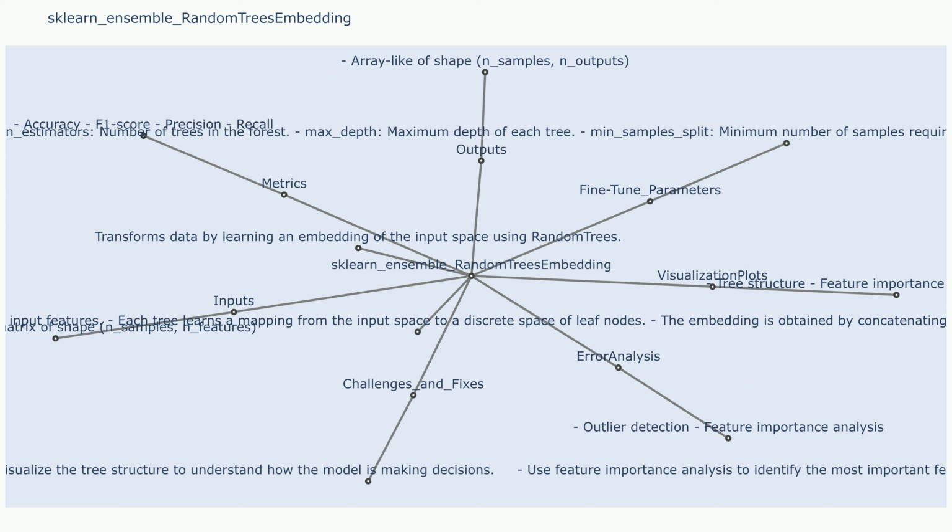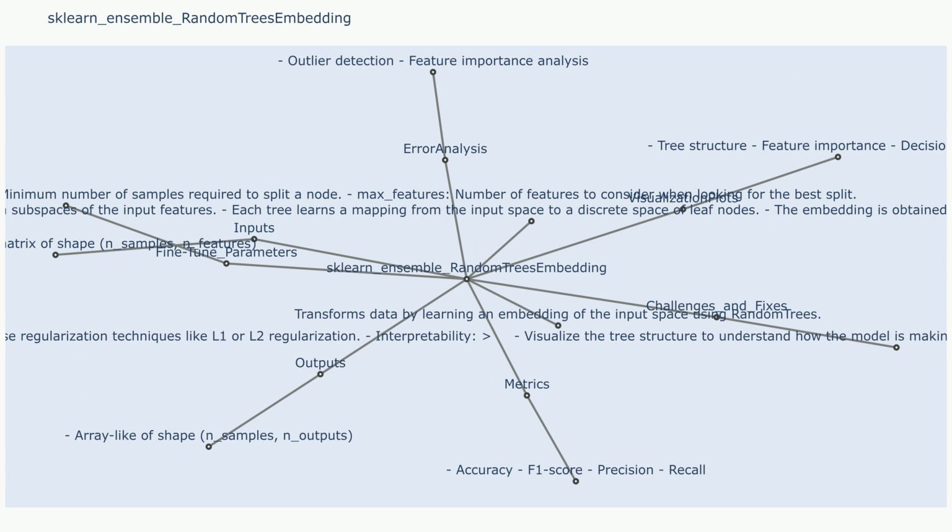Metrics. Metric 1. Explain in detail. There are no specific metrics for evaluating the performance of random trees embedding, as it is a dimensionality reduction technique rather than a predictive model. However, the quality of the embedding can be assessed by examining the distribution of the transformed data, and by evaluating the performance of other machine learning models that are trained on transformed data. Metric 2. Explain in detail, no applicable metrics.